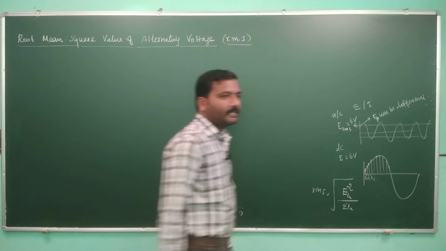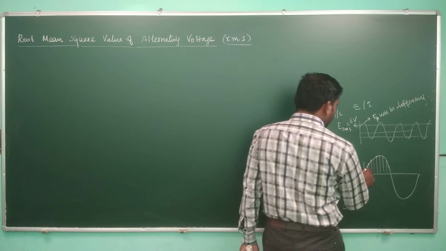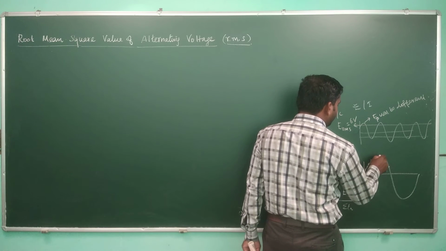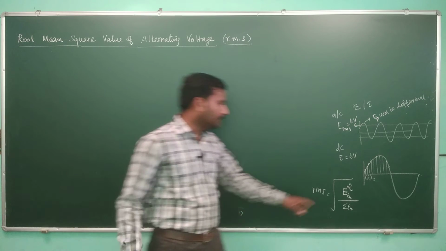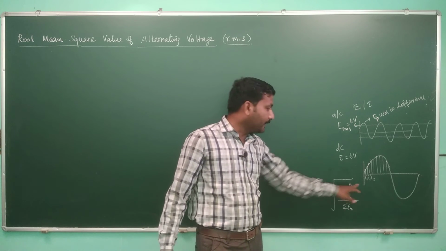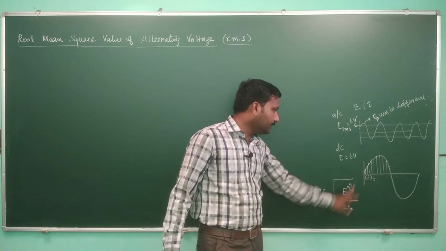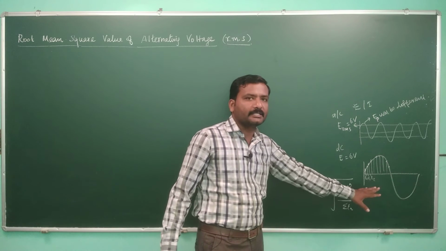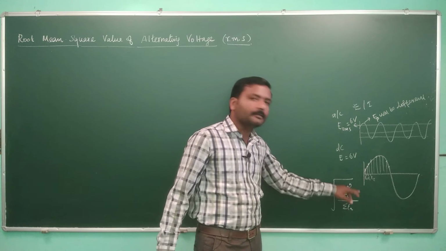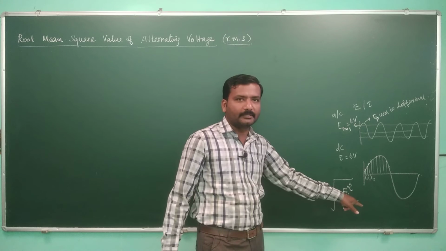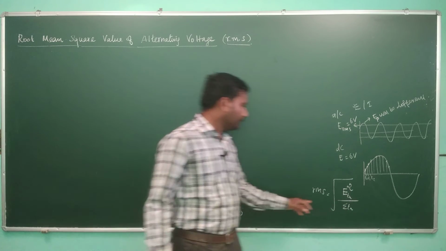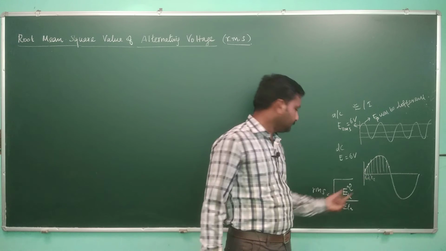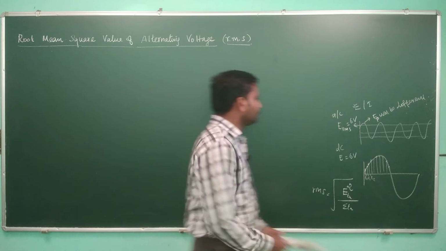What we have done is, we have considered the instantaneous EMF at all the points in a complete cycle. We have taken that and squared it and divided by the total number of points that we have considered. This is nothing but the mean of the squares, not the direct mean. Then you take a square root, that is the RMS value.